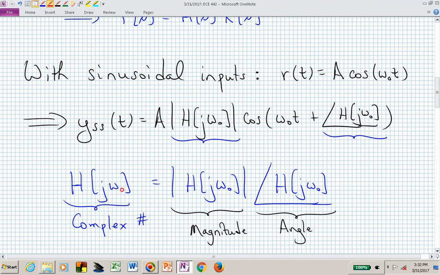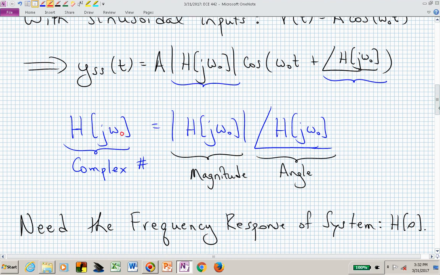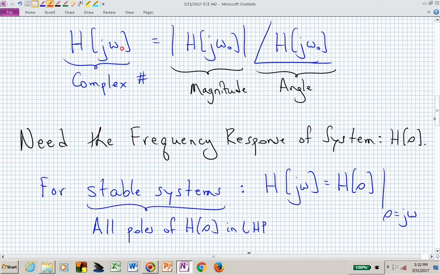Meaning, if we now have the transfer function H of s, then we can find the frequency response of that system at all frequencies omega by replacing s everywhere. If our system is stable, we can replace s in our transfer function with this complex value j omega, where now j is the square root of -1 and omega is our frequency. And the frequency then we can vary between DC 0 and any value we want.